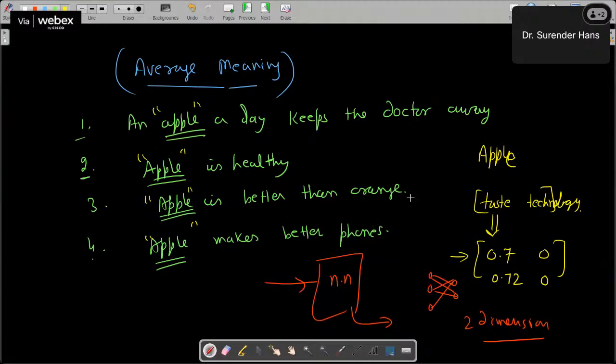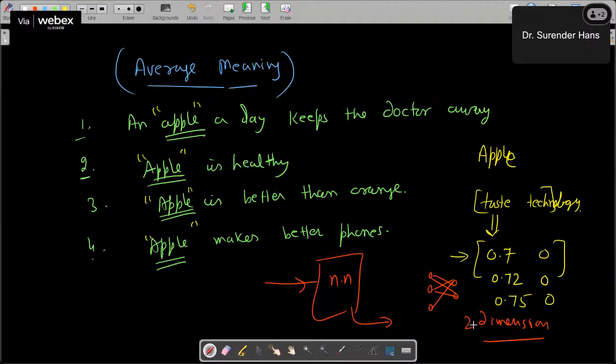Now if you feed the third sentence to a neural network, apple is better than orange, again it seems like the taste. So it increased a little bit, the value of this one, let's say 0.75, and the technology is 0. Now the point is the fourth sentence.